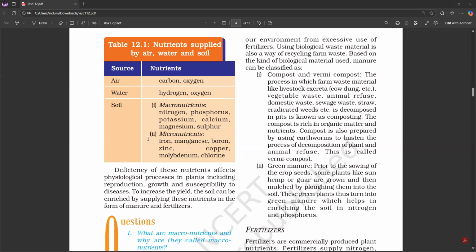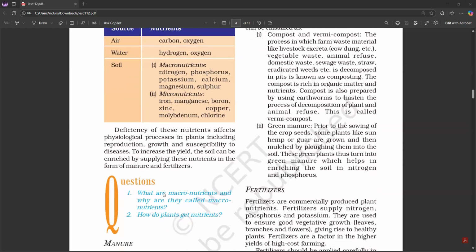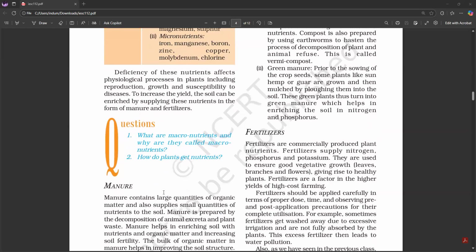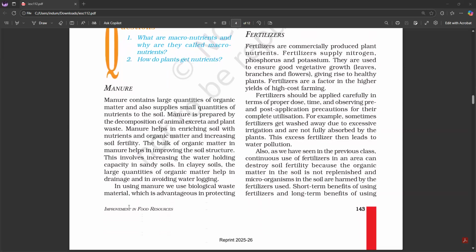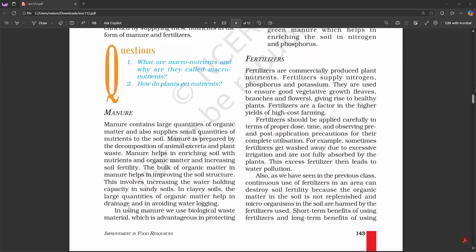Deficiency of these nutrients affects physiological processes in plants, including reproduction, growth, and susceptibility to diseases. To increase the yield, the soil can be enriched by supplying these nutrients in the form of manure and fertilizers. Manure. Manure contains large quantities of organic matter and also supplies small quantities of nutrients to the soil.